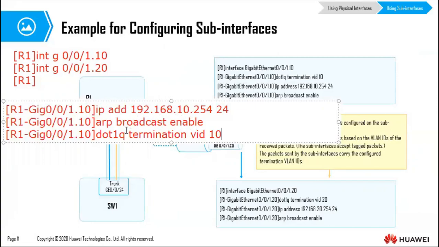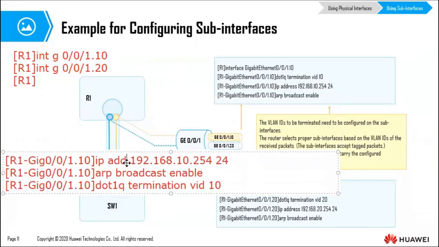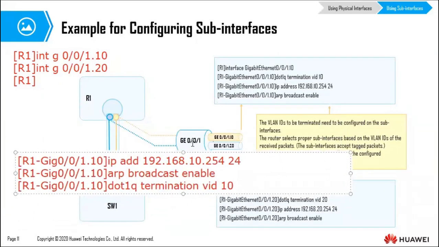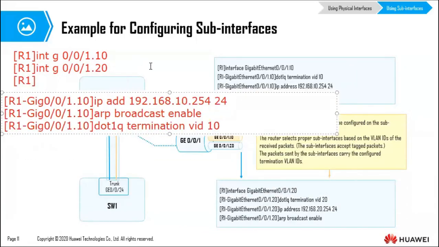So those are the commands for enabling inter-VLAN communication. So remember, you have to do this on this sub-interface and also on the other sub-interface, which is the 20 sub-interface. So that's exactly what is being done here.